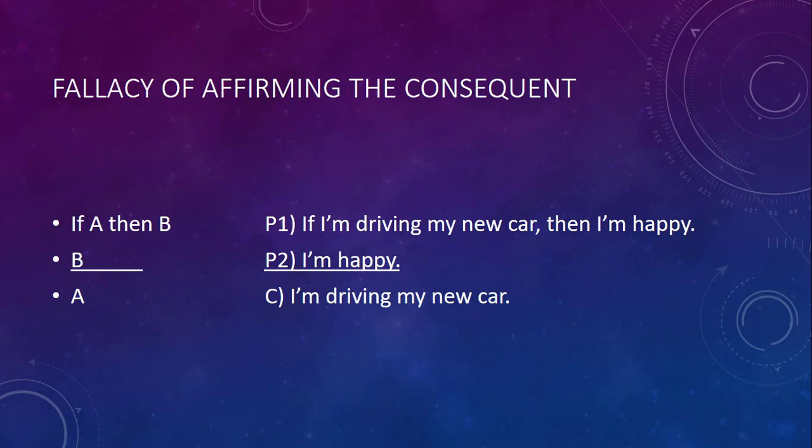So here we have the same first premise as in the previous example. Second premise, we are going to affirm the consequent. We're going to say, I'm happy. Conclusion, therefore, I'm driving my new car. This does not necessarily follow, right? I could be happy, but once again, I'm not necessarily driving my new car. It could be the case that I'm eating my favorite food or watching my favorite movie, etc.